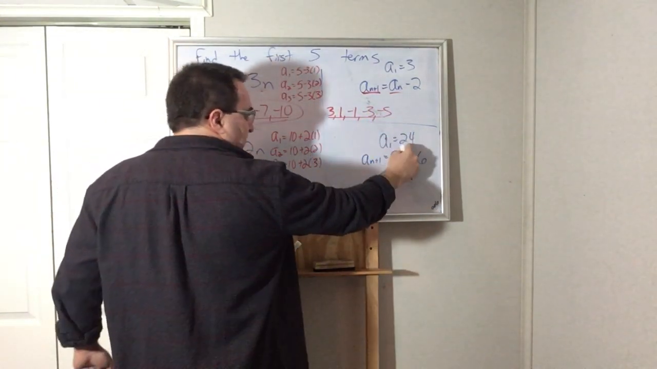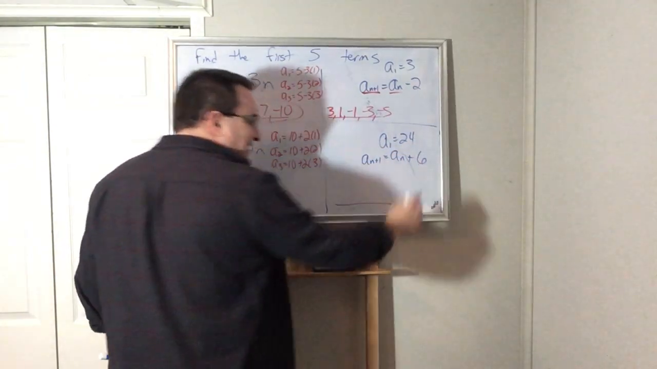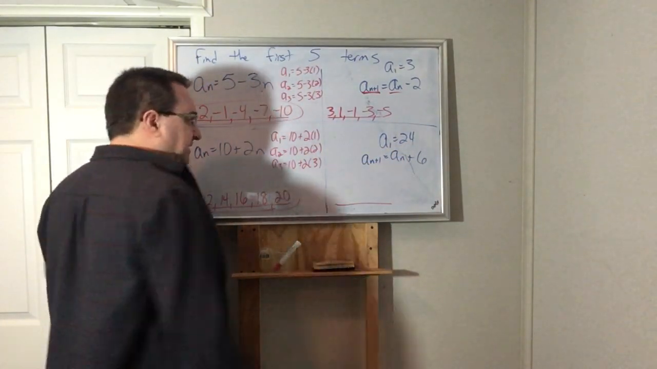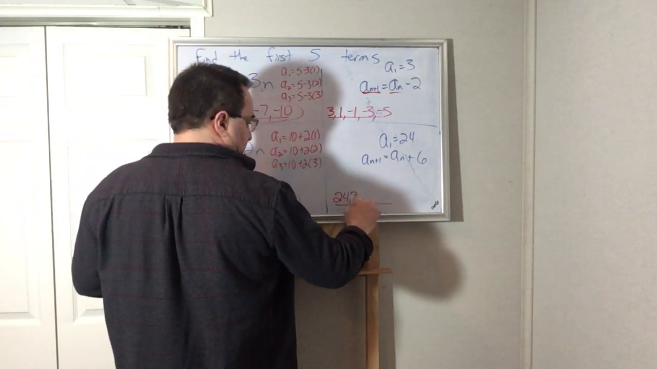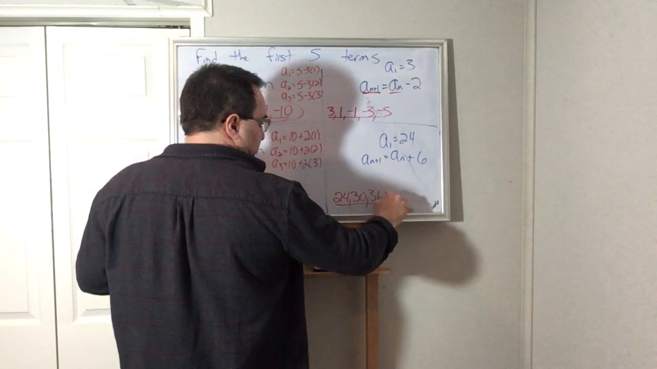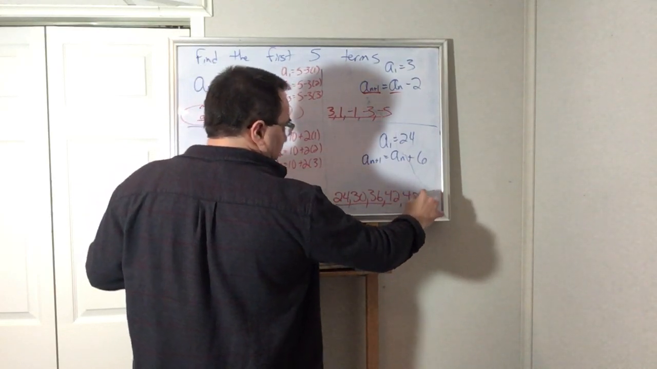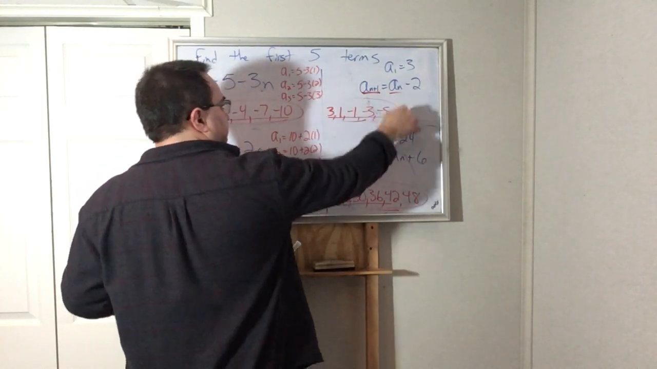This one is saying start with 24 and add 6 every time. That's all that means. So this would be 24. The next term would be 30. The next is 36, 42, 48, and that would be it.